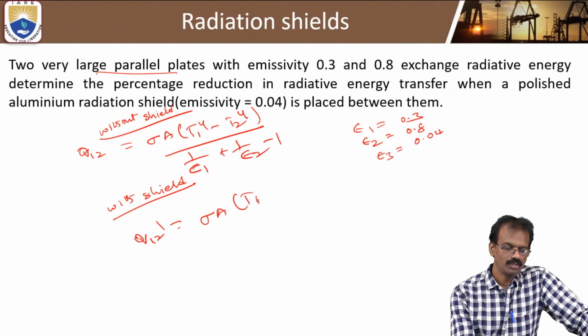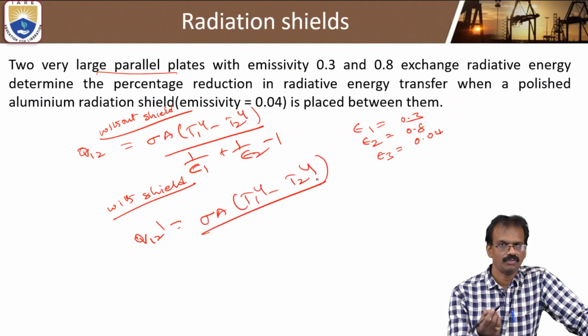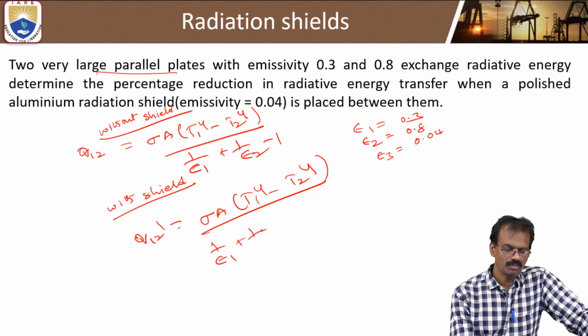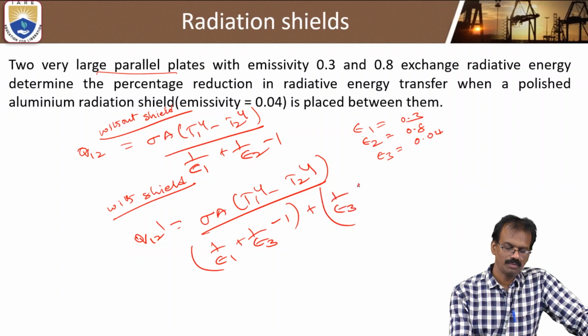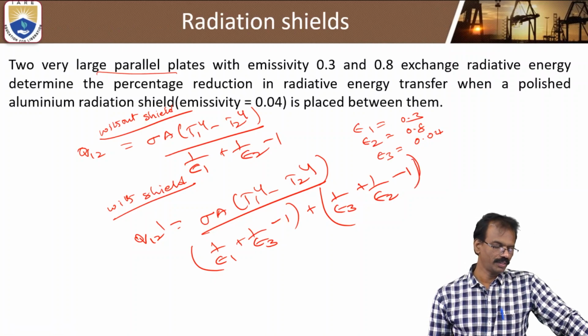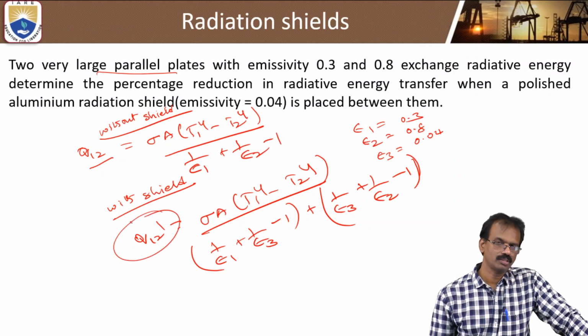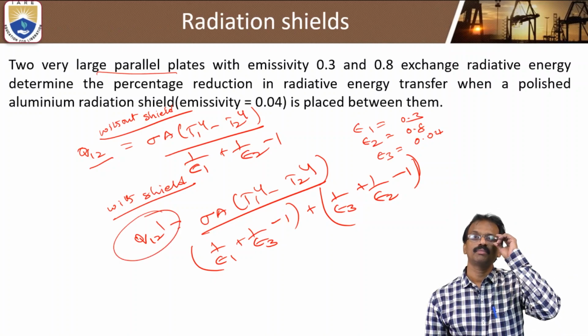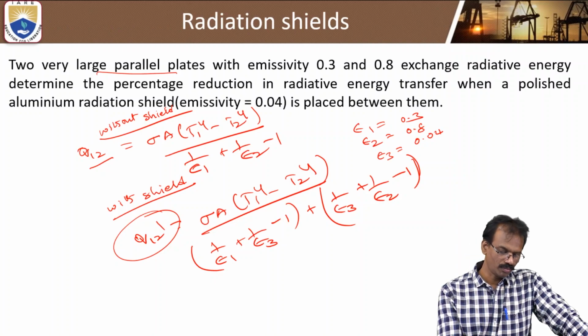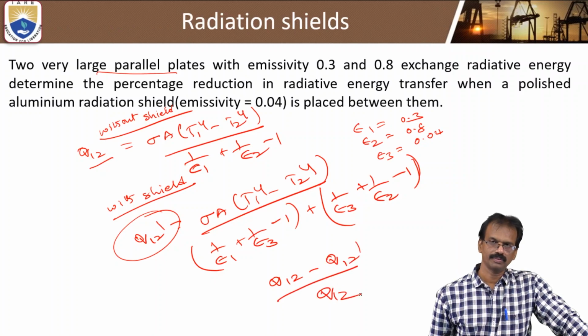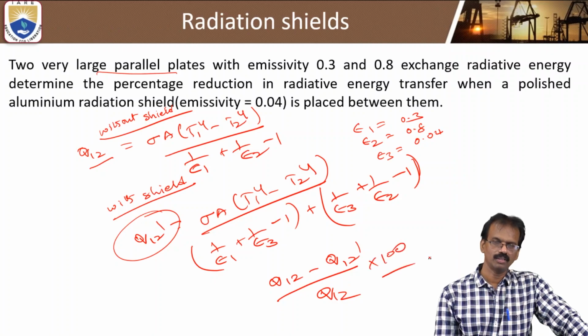Sigma A into T1 to the power of 4 minus T2 to the power of 4, the initial and final temperatures, divided by 1 by epsilon 1 plus 1 by epsilon 3 minus 1, plus 1 by epsilon 3 plus 1 by epsilon 2 minus 1. By using these two formulas, we can find Q12, the rate of heat transfer without shield, and Q12 dash, the rate of heat transfer with shield. Then you can find the percentage reduction, which is the difference of these two: Q12 minus Q12 dash, divided by Q12, into 100.